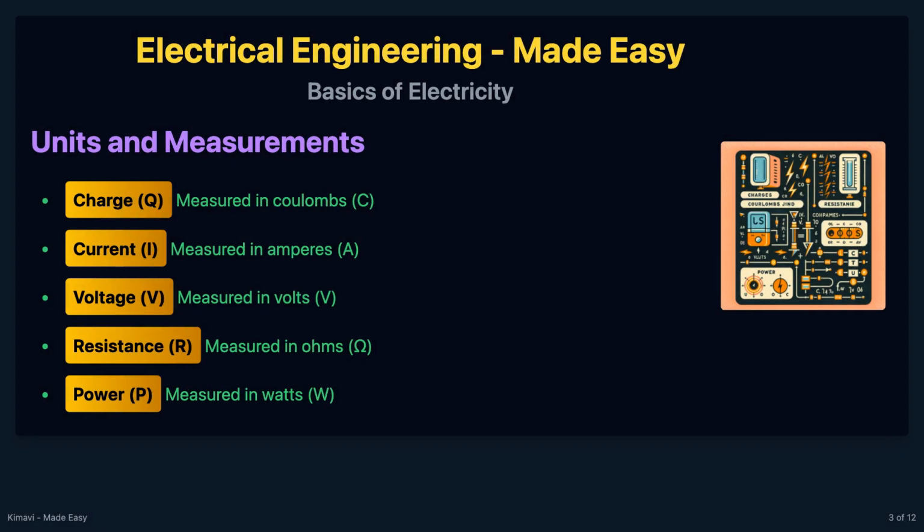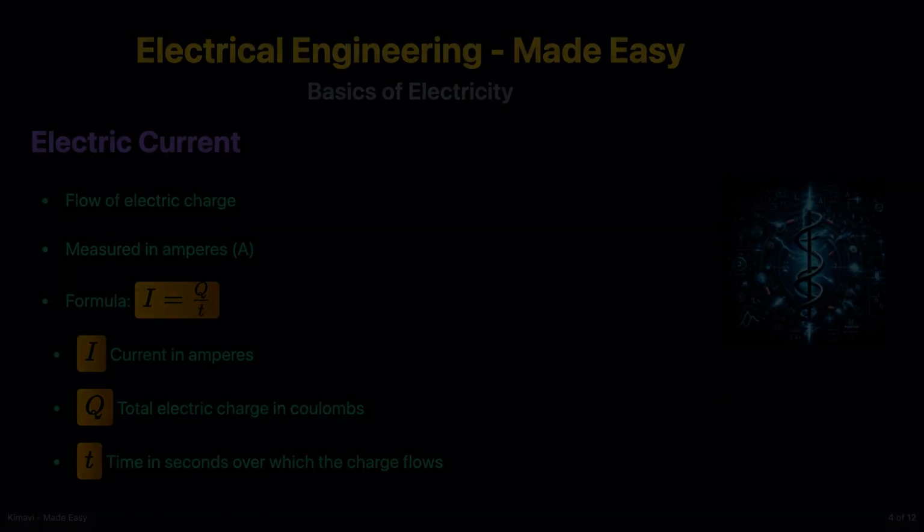In electrical engineering, we use the International System of Units to measure various electrical quantities. Charge is measured in coulombs, current in amperes, voltage in volts, resistance in ohms, and power in watts. Understanding these units is crucial for analyzing and designing electrical circuits.